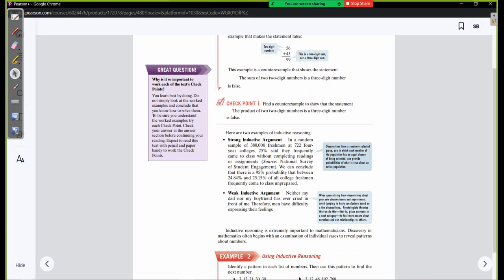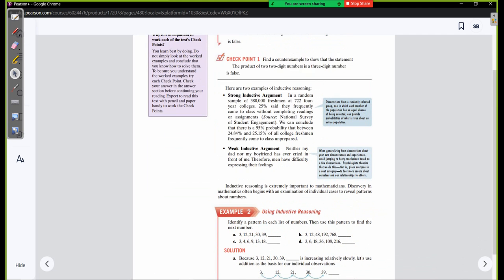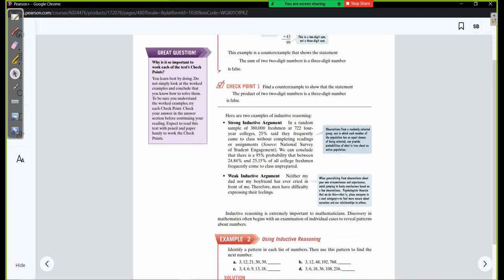And then of course, these checkpoints, but this is a pretty fun checkpoint, right? It's pretty easy. Find a counterexample to show that the statement that the product of two-digit numbers is a three-digit number is false. Well, is that a true statement or is it not? I'll let you decide on that one.